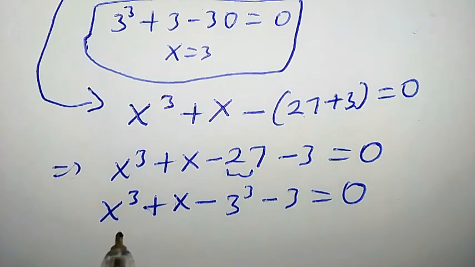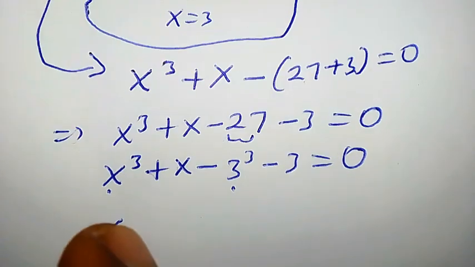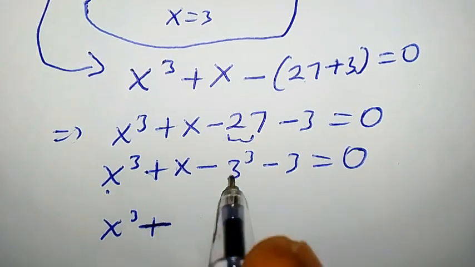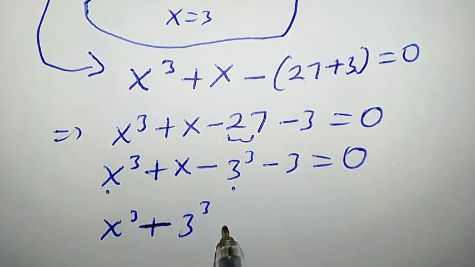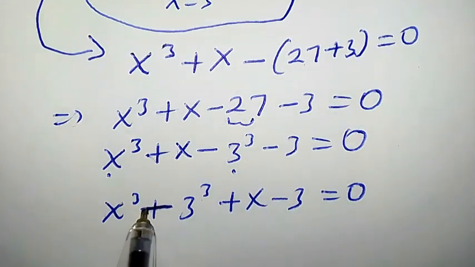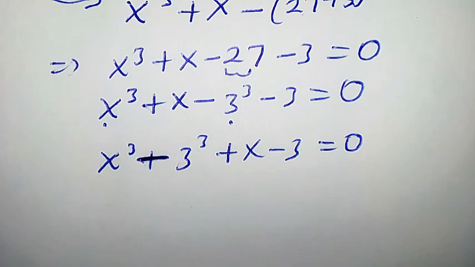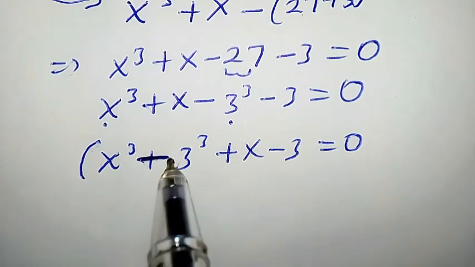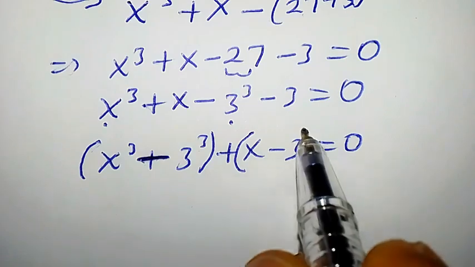Now let us combine the common terms. x to the power of 3 minus 3 to the power of 3, plus x minus 3 equal to 0. This is a negative sign. At this stage, it is good for us to recall the difference of two cubes. By isolating these terms, it does not affect anything.